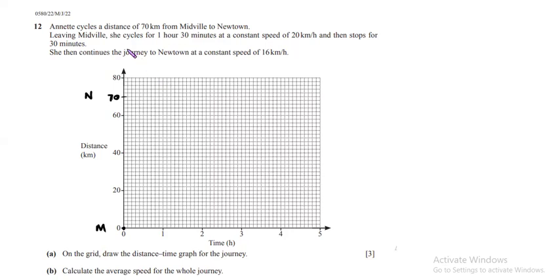Now, what we've got to do is, in the question it clearly states that she cycles for 1 hour and 30 minutes at a constant speed of 20 kilometers per hour.